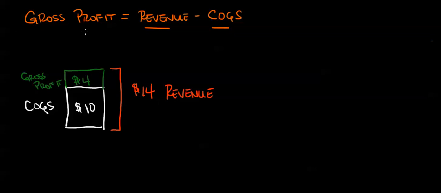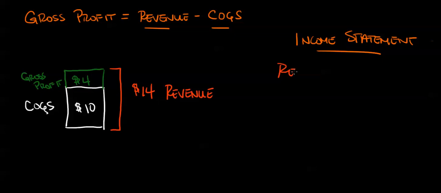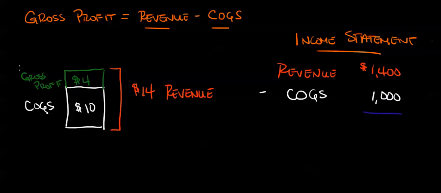So let's assume the company sells 100 units. Let's take a look at what their income statement would look like. So over here, let's put their income statement. On their income statement, they're first going to show their revenue. And if they sold 100 units at $14 each, their revenue is going to be $1,400. Their cost of goods sold for the 100 units would be $1,000 at $10 each, leaving us with gross profit in the amount of the difference, or $400.